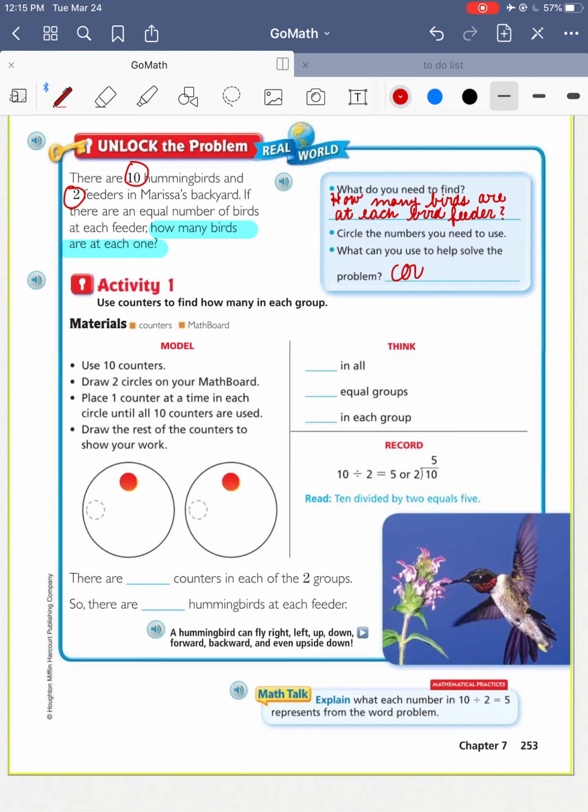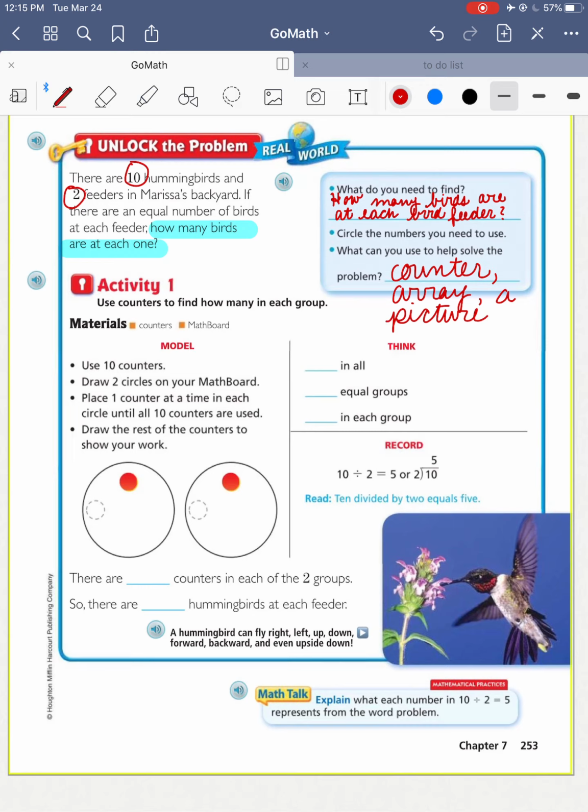We can use counters, an array, a picture. Any of the tools that we have done in the past to help figure out a division problem would be options that you could use to figure out this problem. So down at the bottom, they are using math counters, so circles.